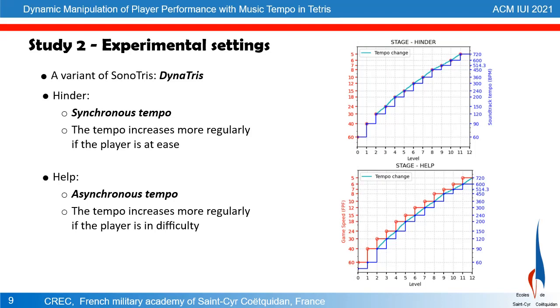Then, in the hinder stage, if the player is comfortable, the tempo starts to increase more regularly. If he is in difficulty, the tempo returns to a stepwise increase. In the help stage, the tempo increase changes on the contrary when the player is in difficulty. The goal is to maintain a constant level of challenge.